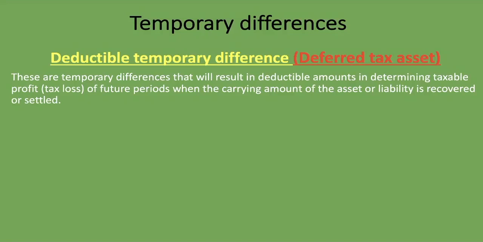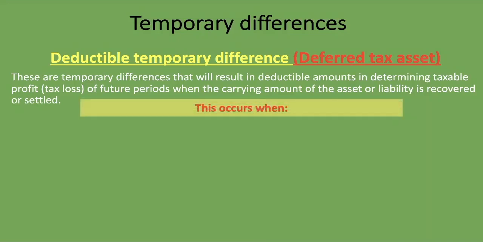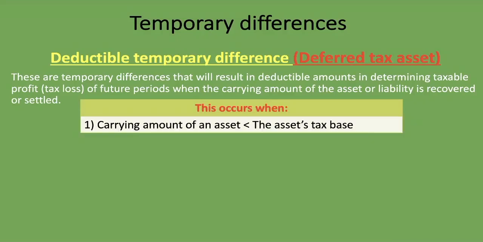Very important that we note that it's future periods. What we are saying here is that in the future, you will have an amount that will be deductible when we are determining our taxable profit or our tax loss of future periods. And when will this occur? Well, this occurs when the carrying amount of an asset is less than the asset's tax base.